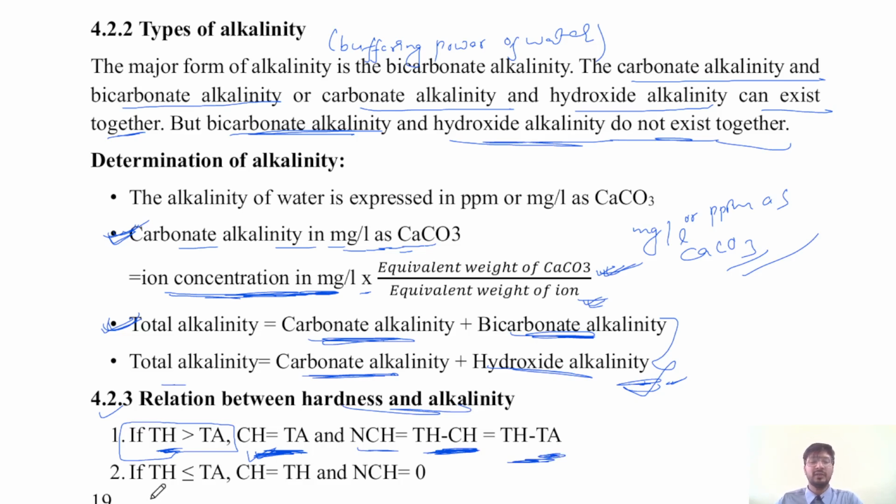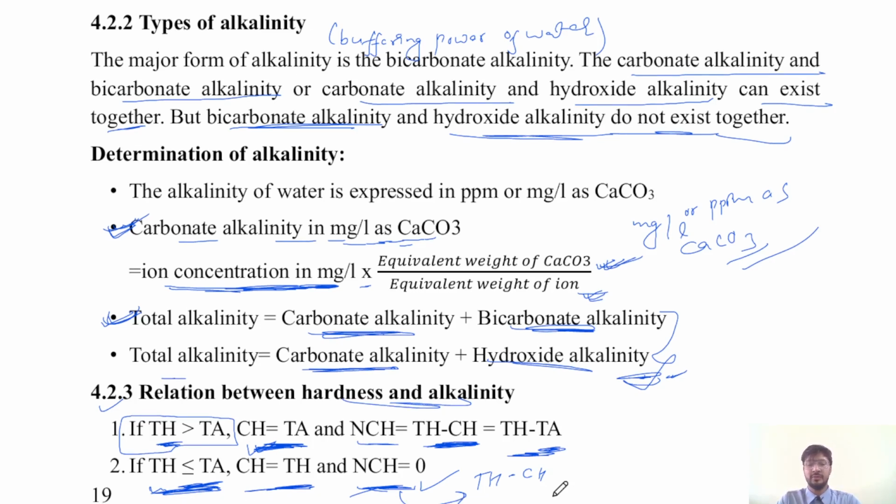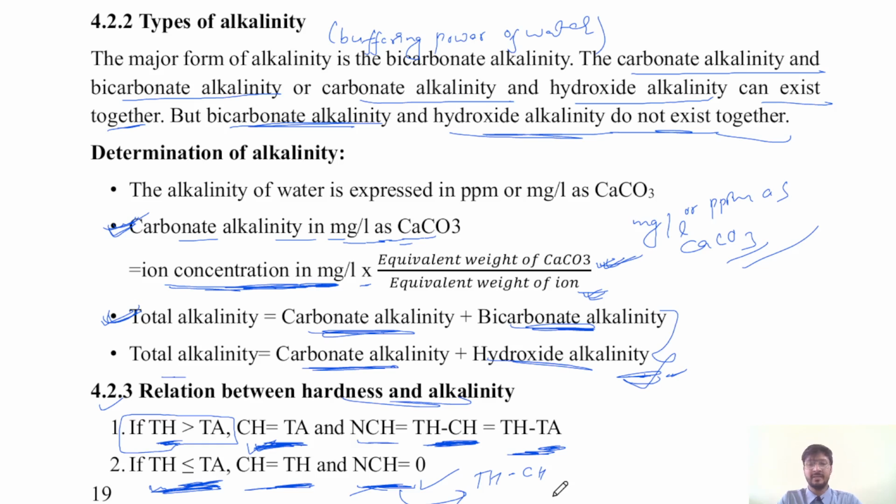And if the total hardness is less than or equal to total alkalinity, then carbonate hardness is equal to total hardness and non-carbonate hardness is 0, because non-carbonate hardness is equal to total hardness minus carbonate hardness, and the carbonate hardness is equal to total hardness. So non-carbonate hardness is equal to 0. This is the relationship between hardness and alkalinity.